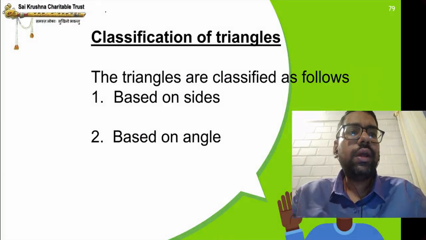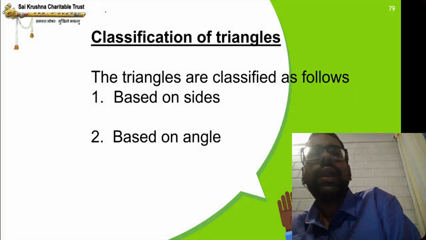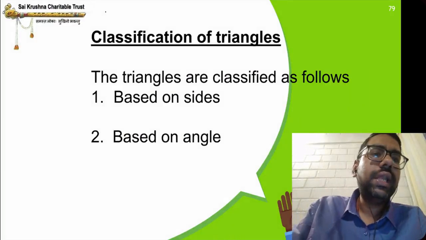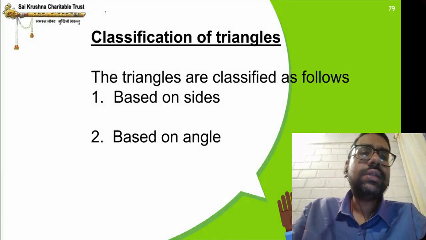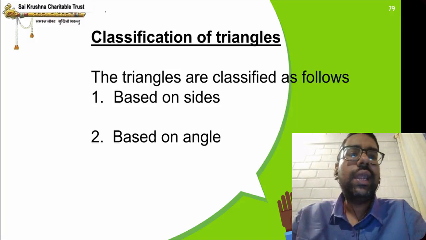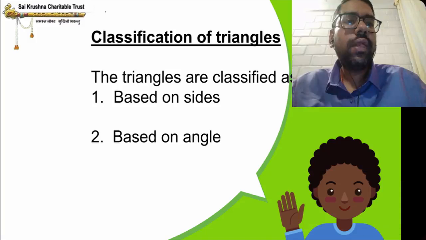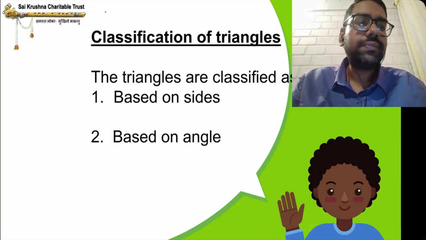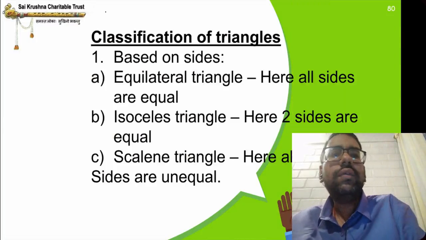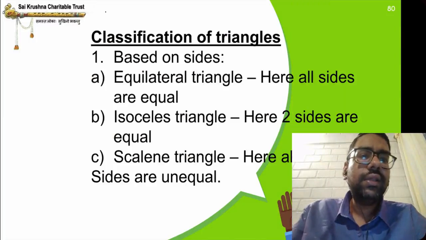Now we'll come to classification of triangles. How many sides are there in a triangle, children? Three sides, no? So this triangle is classified as follows. One, based on sides. Second is based on angles. Based on sides, it is classified into equilateral triangle, isosceles triangle and scalene triangle.